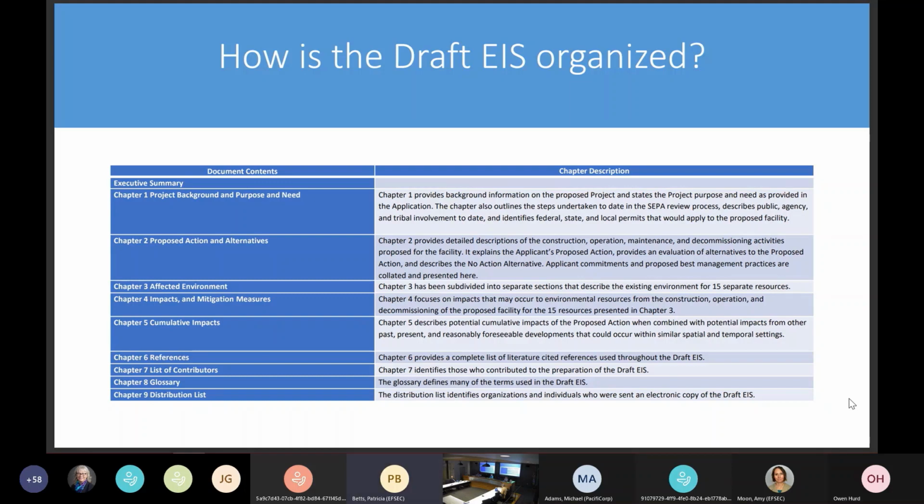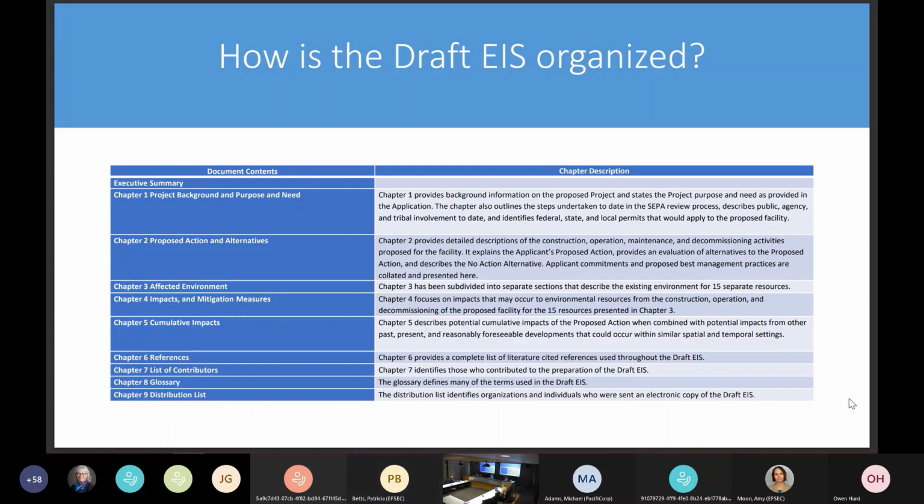The executive summary also includes a comprehensive list of key issues. And those are not discussed in other chapters of the document. So that is specific to the executive summary. Chapter 1, purpose of action, provides an introduction to the proposal, the applicant, the SEPA process, agency decision making, and a very brief summary of the key issues.